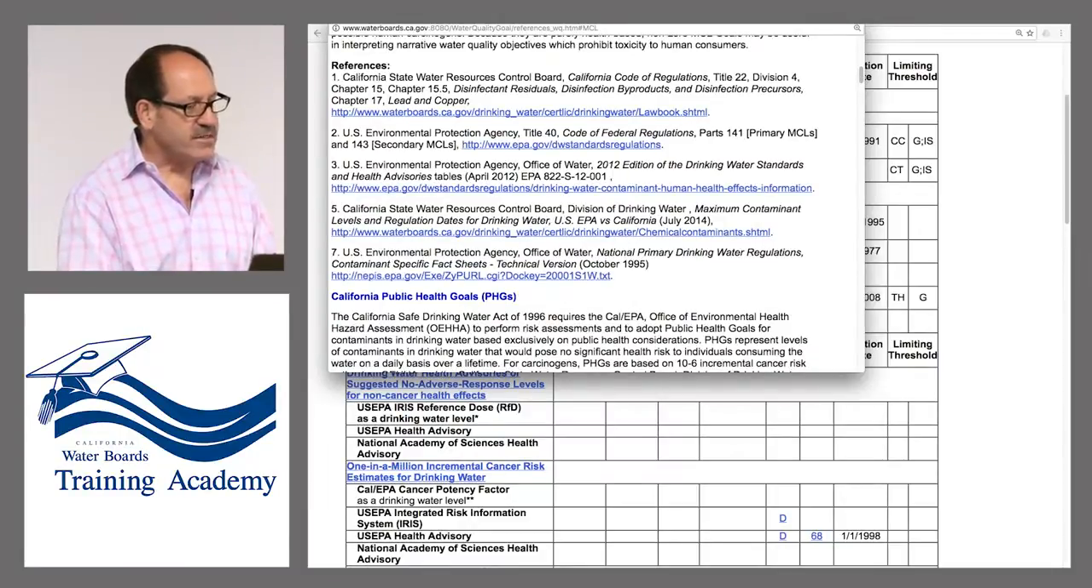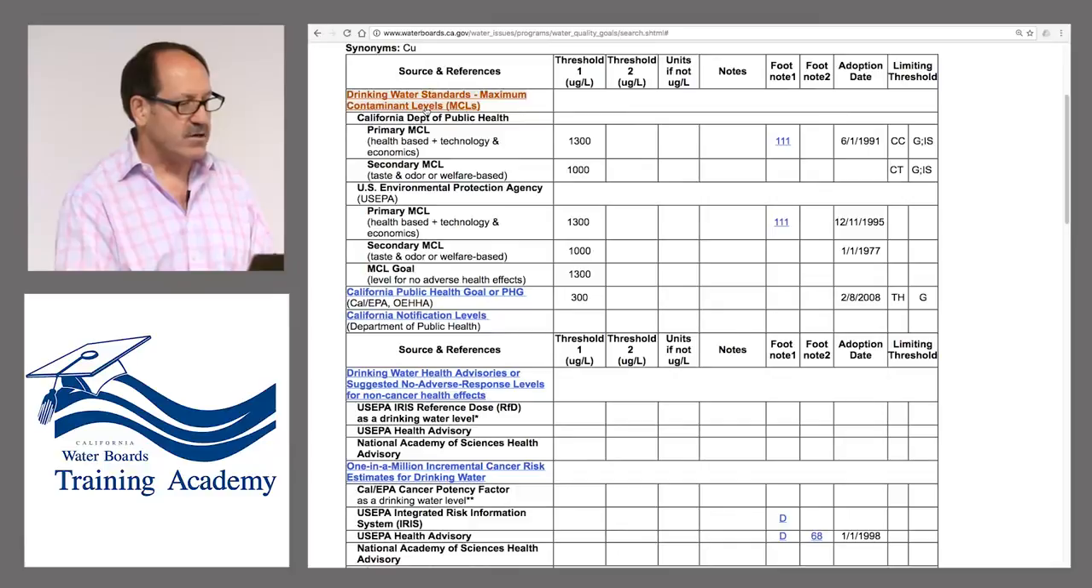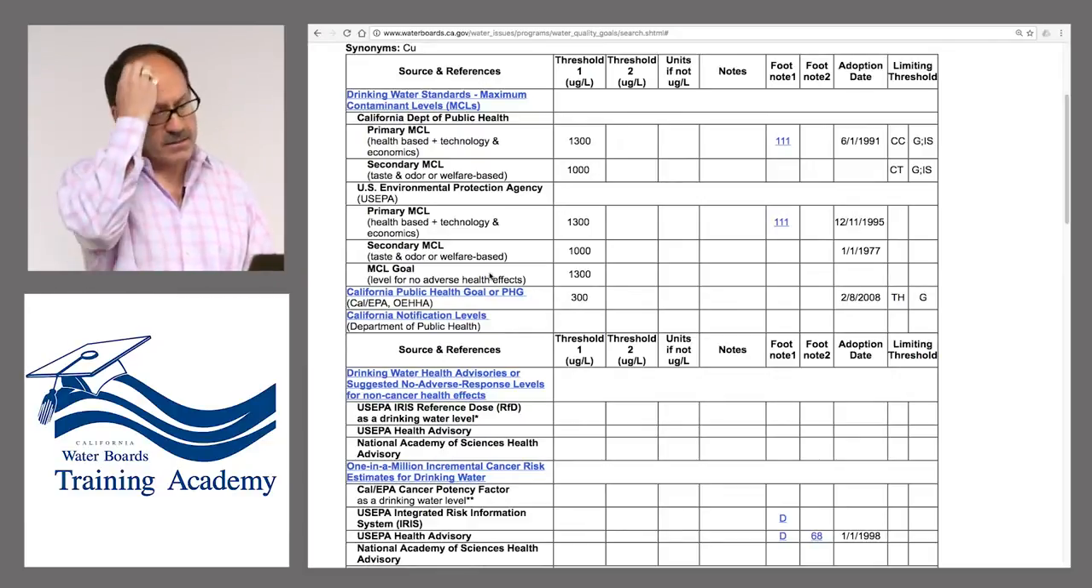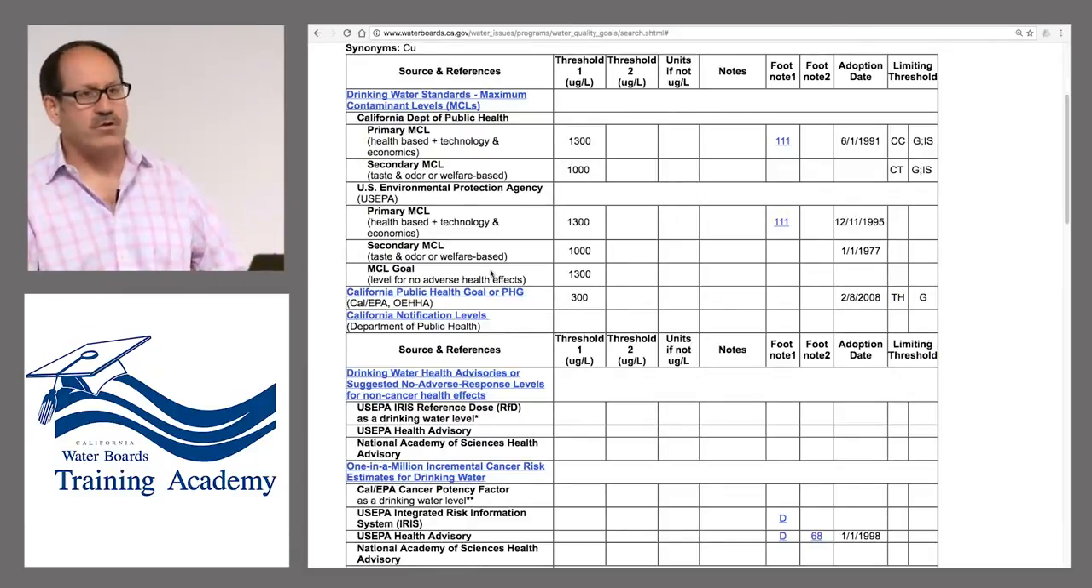So the various types of MCLs are shown following that. Ones that come from California, primary and secondary. The ones that US EPA publishes, primary, secondary, and MCL goals. And then to the right, there are two columns for the actual thresholds.